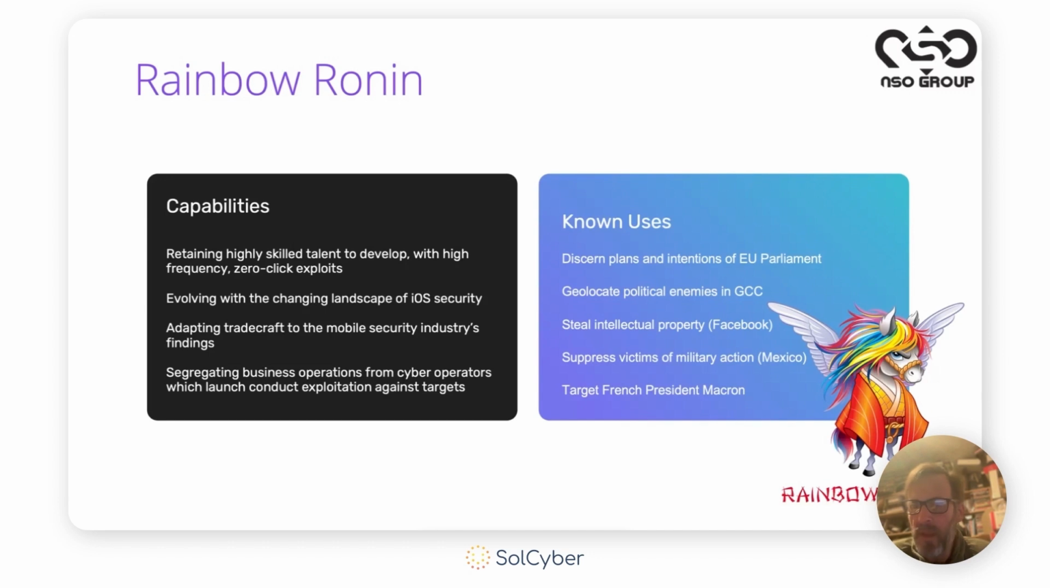We've seen plans and intentions of the EU Parliament. We've seen them geolocate political enemies in GCC. We've seen them steal intellectual property from Facebook, suppress victims of military action in Mexico. We've seen them target the French President Macron. So we know that this tool is out there and being used. In fact, it's been used by over 55 different governments around the world.